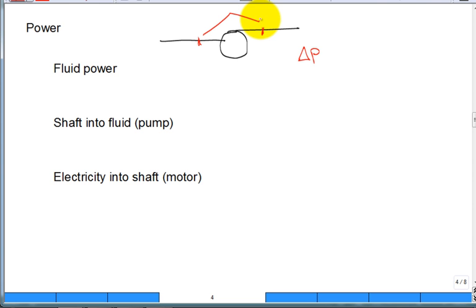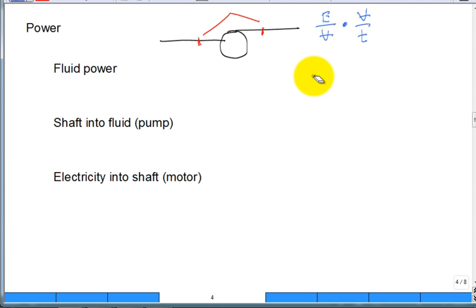So we now know that this pressure is interpreted as energy per unit. Pressure is energy per unit what? Volume. Energy per unit volume. If I multiply that by volume per unit time, don't I get energy per unit time? The volumes cancel. What is energy per unit time? Power. Watts. Exactly.